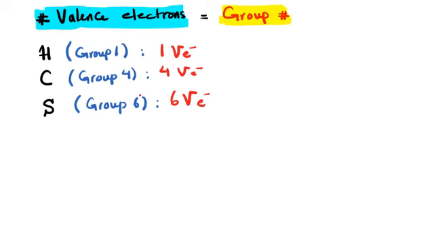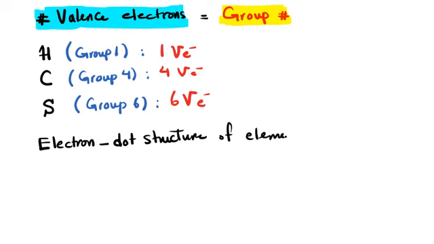Right now, I'm going to work on one method you need to apply. We call it the electron dot structure, the electron dot structure of elements. What does that mean? Based on this method, we are going to report valence electrons by dots.